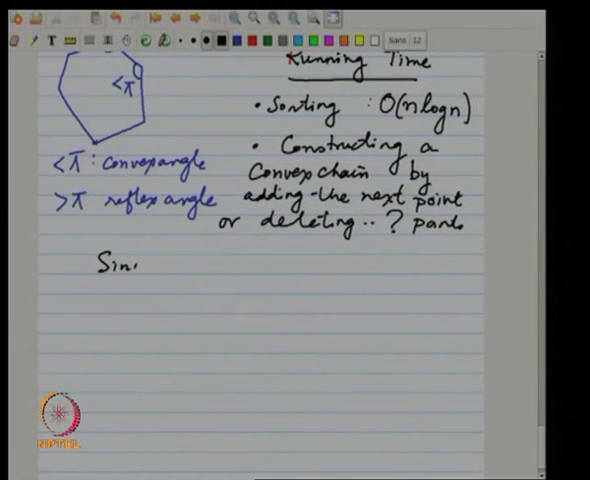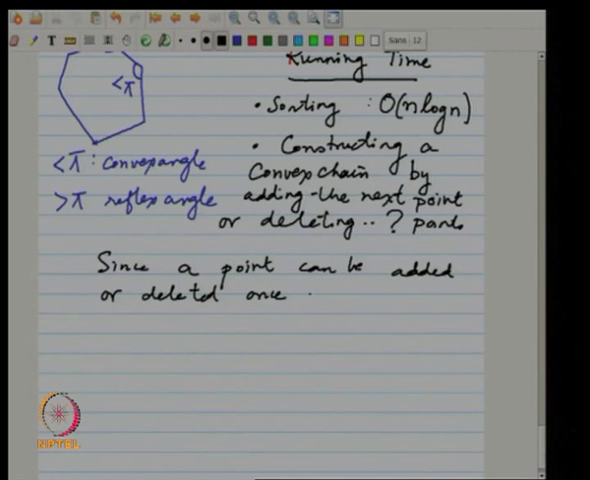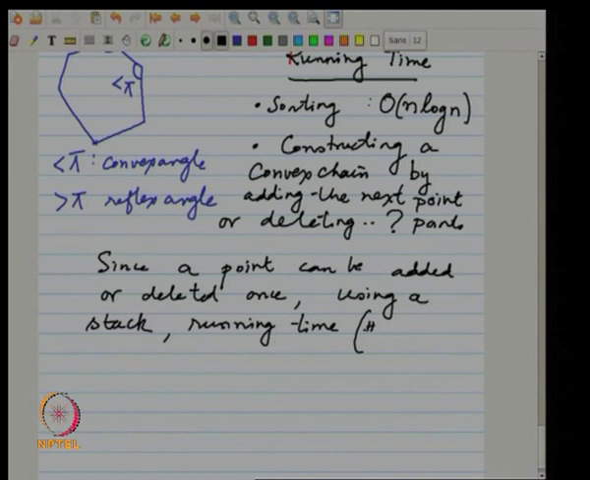So, overall, what we are saying is that since a point can be added or deleted once using a stack, the running time here is basically the number of left turn right turn tests.